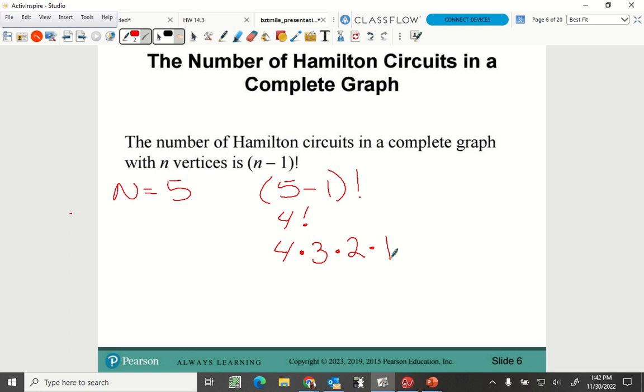So let me see. What's 4 times 3? 12. Times 2? 24. Times 1? 24. So the number of circuits that we could have, there's going to be 24. There's going to be 24 different possibilities. Does that make sense or no? Yeah.